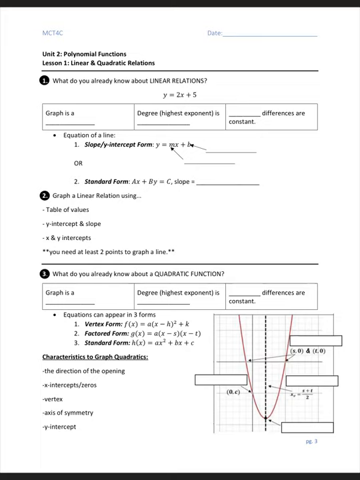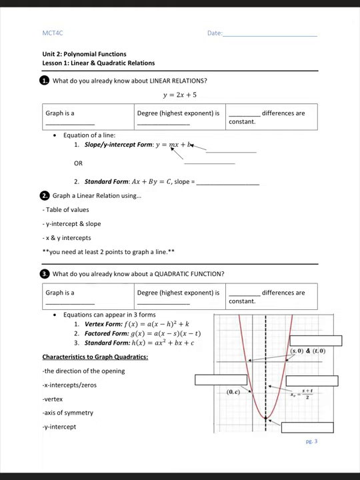Good morning, everyone. Today we're going over Unit 2, Lesson 1, Linear and Quadratic Relations. So this unit is going to focus on looking at polynomial functions, in particular their graphs, and different key characteristics we can tell about those. But first we're going to review what we already know about two types of polynomials. So we're going to review what we know about linear relations and quadratic relations.